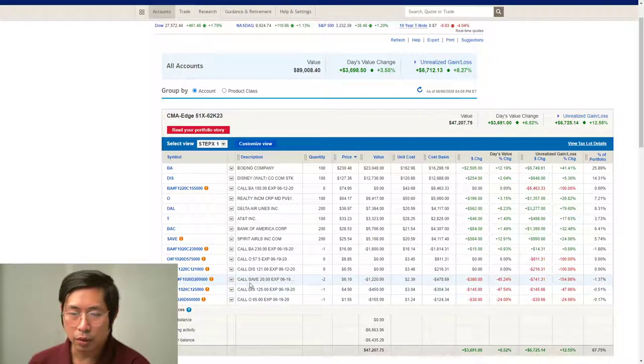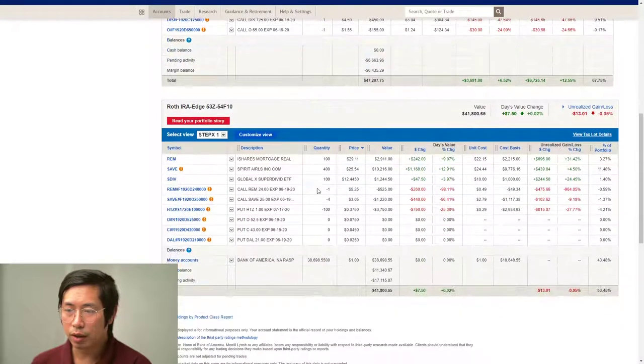This is another one too. I'm selling this covered call on Spirit Airlines. The strike price is 20 and it expires 6/19. Currently I'm down on most of my covered calls, but we'll see what happens next week because there's still some time before it expires, and I'm not really sure what will happen between now and then, but I'll update you guys.